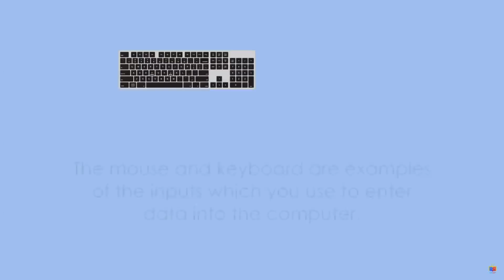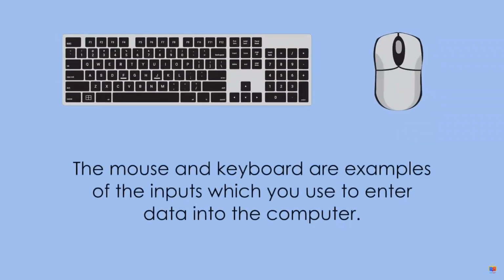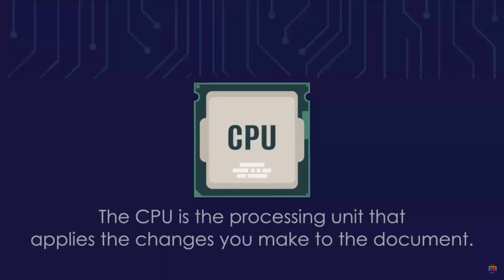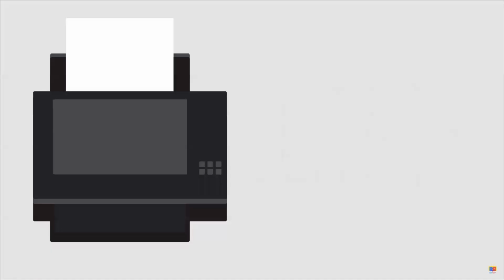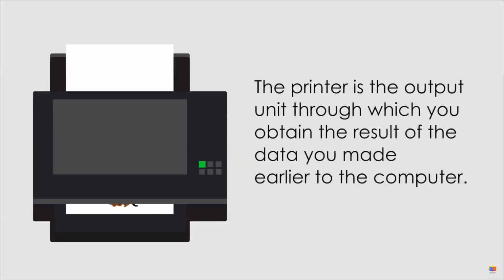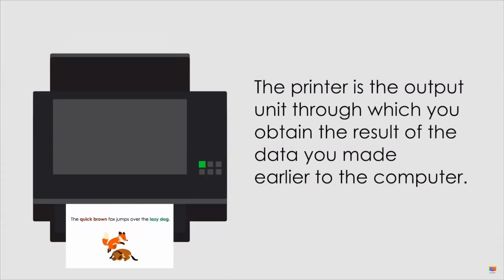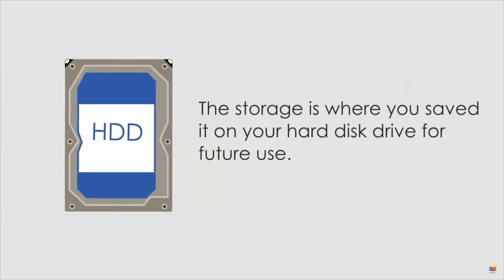Here, the mouse and keyboard are examples of the inputs which you use to enter data into the computer. The CPU is the processing unit that applies the changes you make to the document, and the printer is the output unit through which you obtain the result of the data you made earlier on the computer. And the storage is where you save it on your hard disk drive for future use.